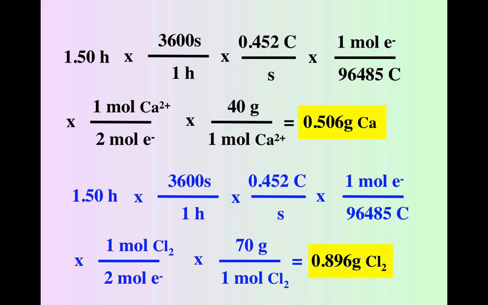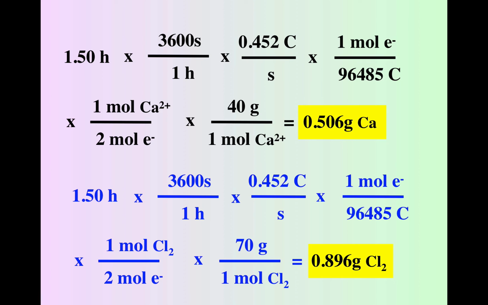Over at the anode, again, I've got to get my time into seconds, use the current, how many amperes, to get to coulombs, use Faraday's definition to get to moles of electrons, and again, 2 moles of electrons to make a mole of chlorine gas, which weighs 70 grams per mole, to get grams of chlorine produced. So this is an example of one of the types of problems.